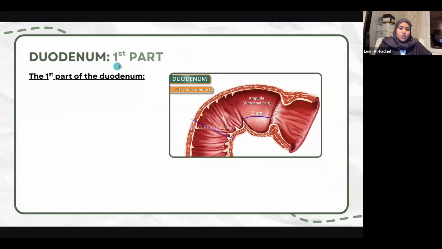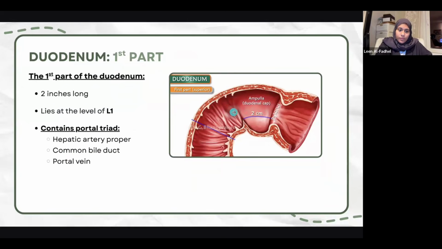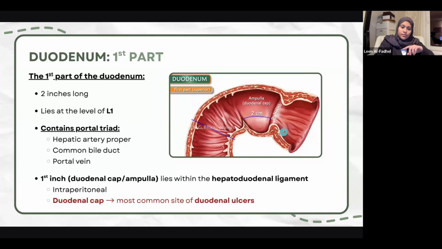The first part of the duodenum is 2 inches long and it lies at the level of L1 and it contains the portal triad: hepatic artery proper, common bile duct, and portal vein. And if you guys have been to the ultrasound lab, I don't know if you have done that lab yet, we called it the Mickey Mouse, I remember, because it looked like a Mickey Mouse under ultrasound.